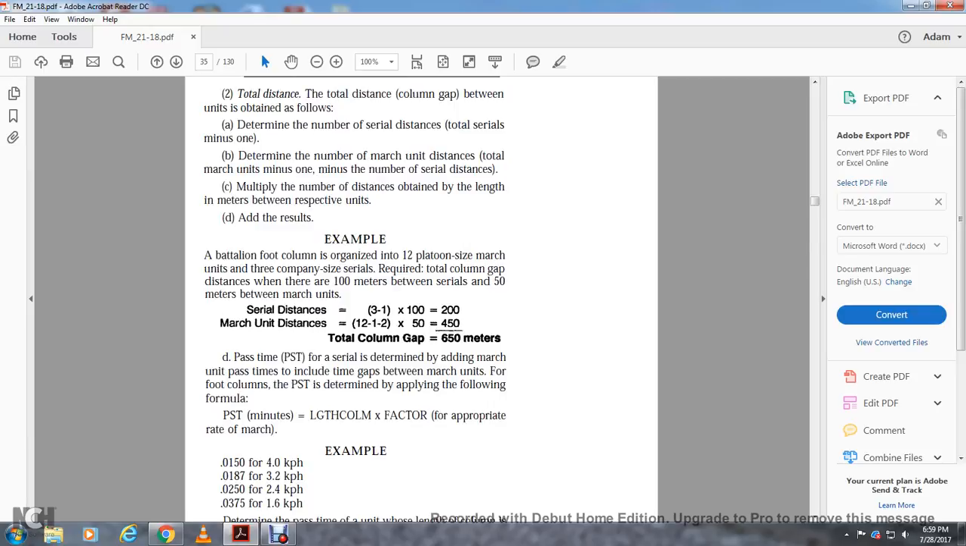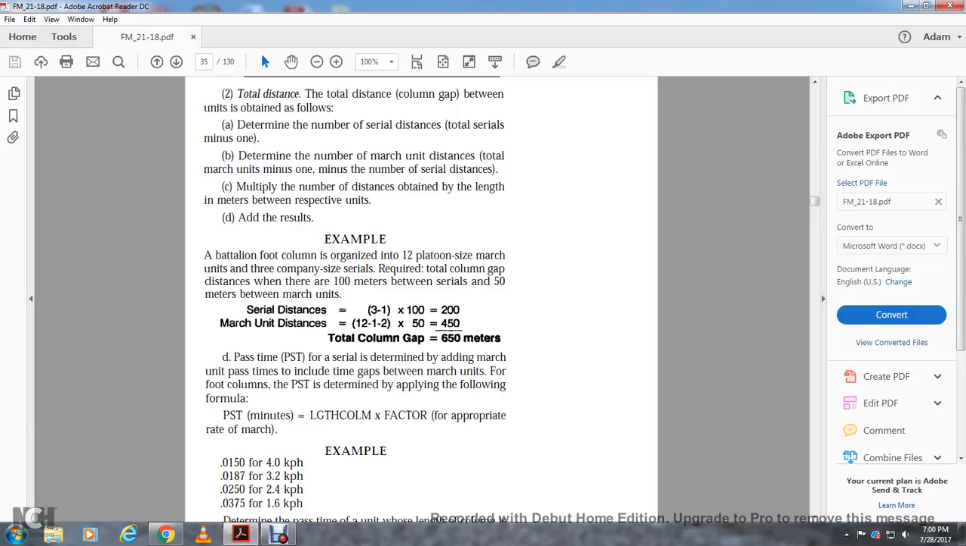Example: the battalion foot column is organized with 12 platoon-size marching units and 3 company-size serials. The required gaps are 100 meters between the serials and 50 meters between the marching units. The serial gap is 3 minus 1 times 100 equals 200. The marching unit gap is 12 minus 1 minus 2 times 50 equals 450, for a column gap of 650 meters.